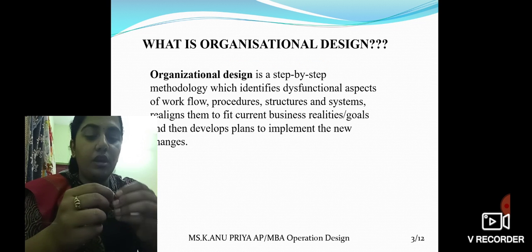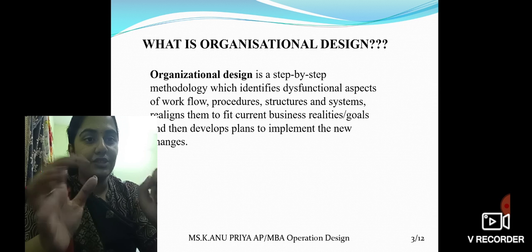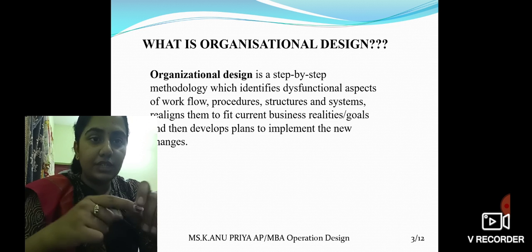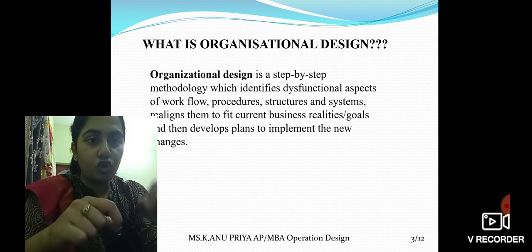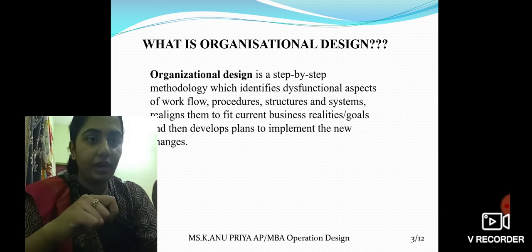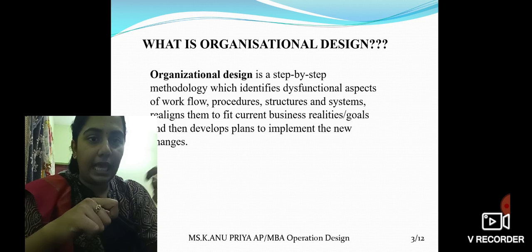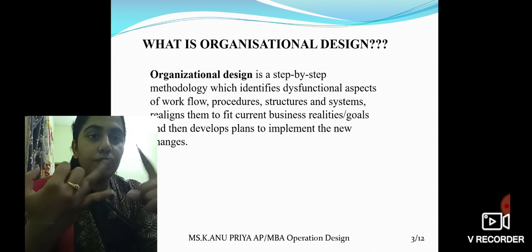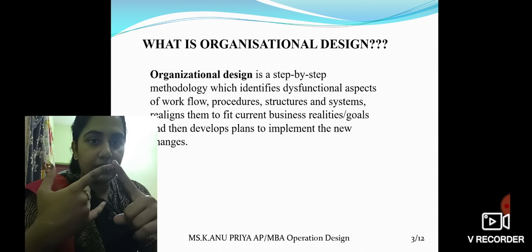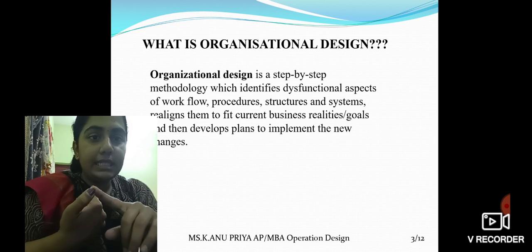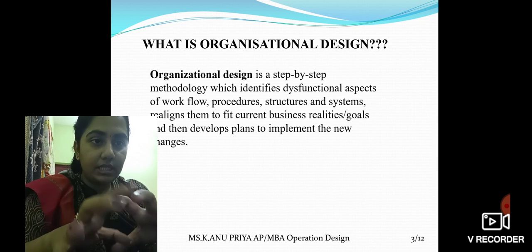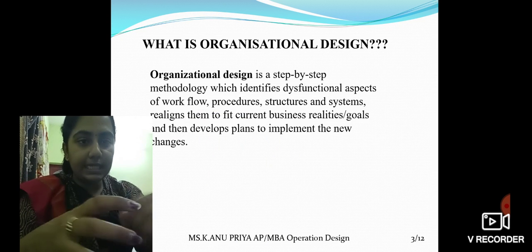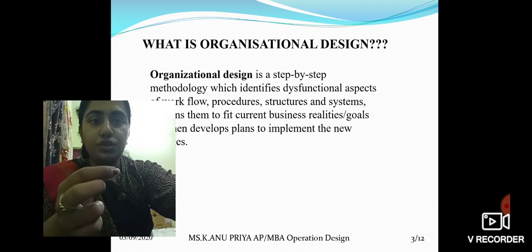Next we are moving to the topic of organization design. What is organization design? Organization design is a step-by-step methodology which identifies dysfunctional aspects of workflow, procedures, structures, and systems, realigning them to fit current business realities or goals, and then develops plans to implement the new changes.